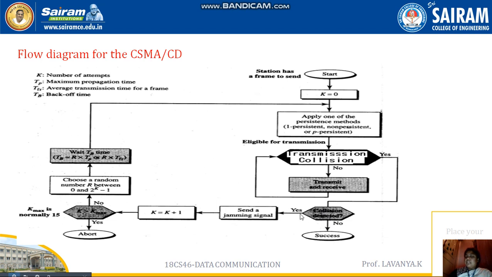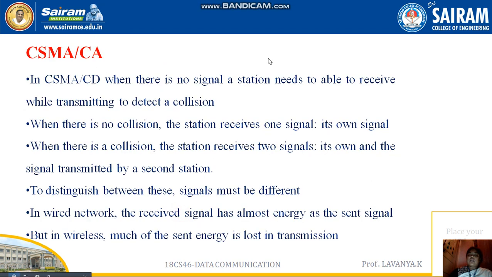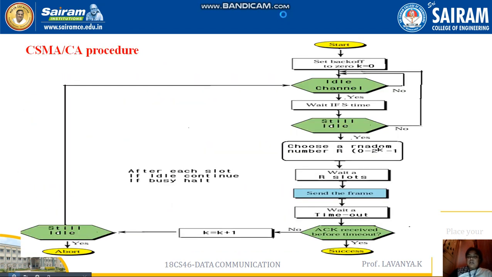If it is yes, it sends that particular signal and jumps to the number of attempts. Initially k is equal to 0, meaning no collision occurs, so the transaction happens without any problem and completes effectively. Here the collision occurs, so it increases the iteration: k equals k plus 1. One collision has occurred, so now k is equal to k plus 1.